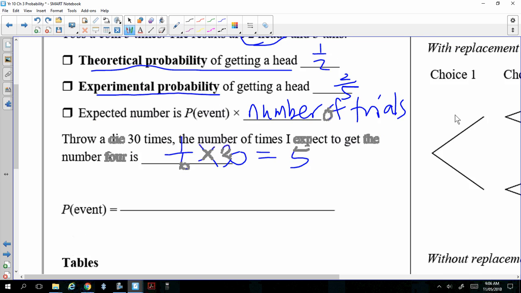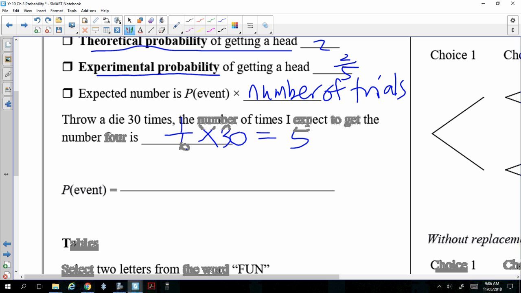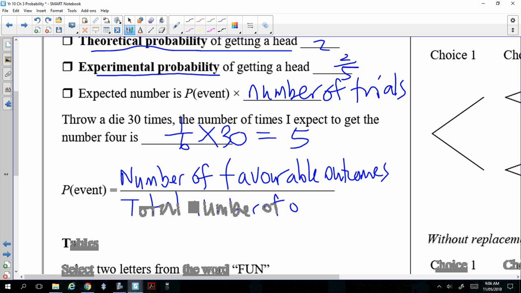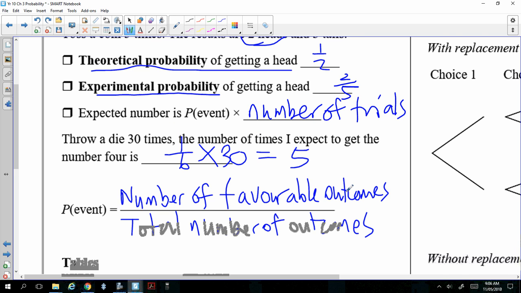And the formula for probability is number of favorable outcomes over the total number of outcomes. So that's a simple formula for probability. Okay, good. So this is good for a one-stage experiment where you throw a coin once or toss a coin once.